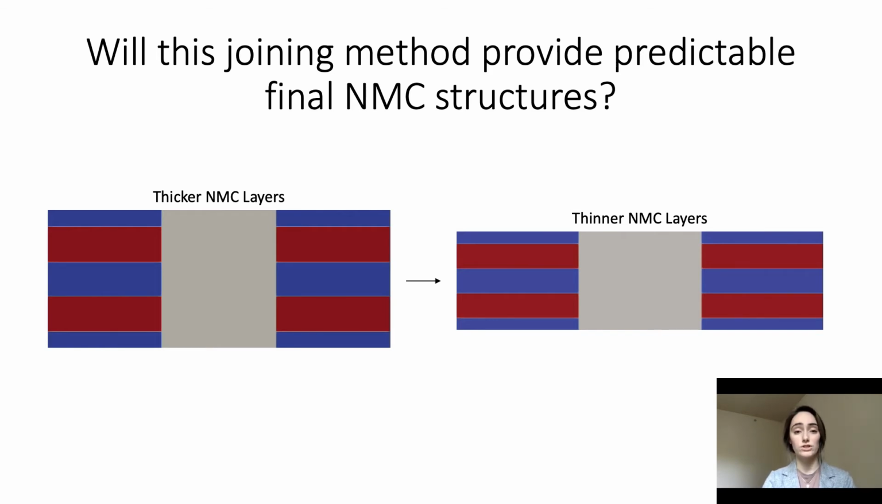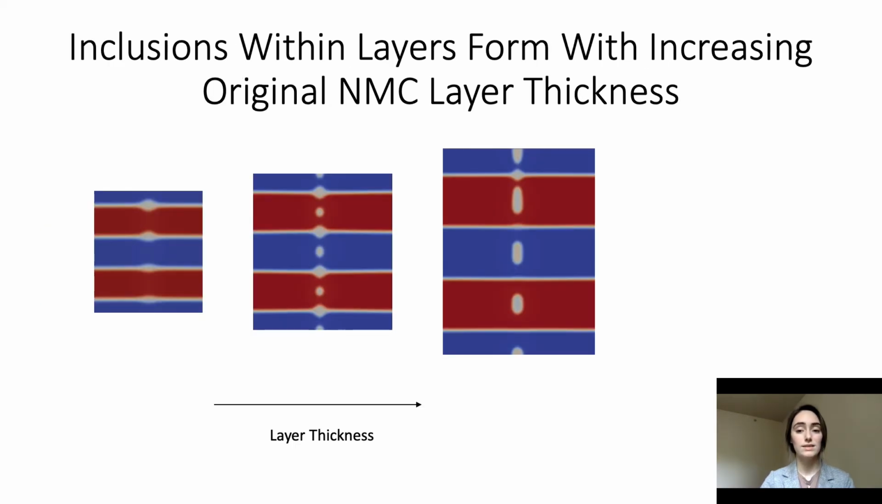Layer thickness refers to the original thickness of the NMC layers. Shown in the left image is the model with the thicker NMC layers, and shown on the right is the model with the thinner original NMC layers. So, did the thickness of the original NMC layers affect the structural evolution during joining and the structure of the final NMC? In short, yes.